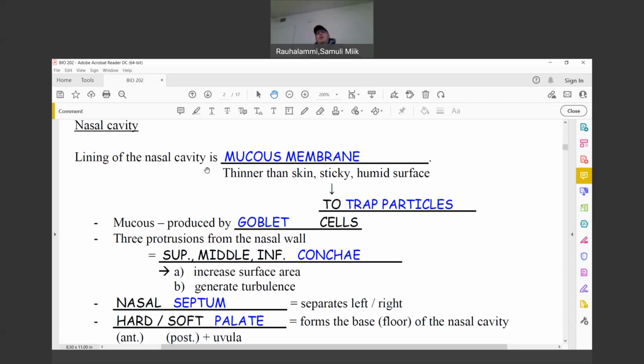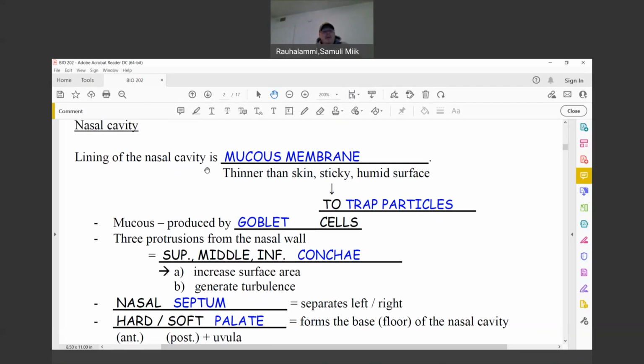And of course, there's a rich blood supply in the nasal cavity as well. A lot of surface capillaries. That's why you get nosebleeds kind of easily. They're behind a thinner layer than what's skin in other parts of the body. So that allows us to heat up, or warm up, the air so that when it gets to the alveoli, it doesn't shock them.